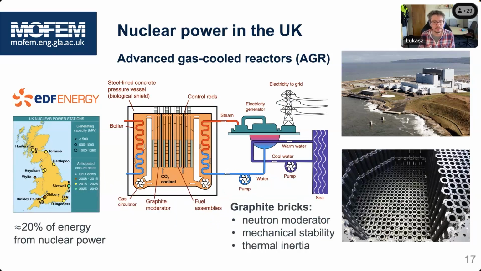The problem with those reactors is that when the graphite is irradiated, it generates internal stresses. Those internal stresses cause fracture, and then there is a need to predict how this fracture will develop. So we were tasked to devise a mathematical model and numerical model for analyzing crack propagation.